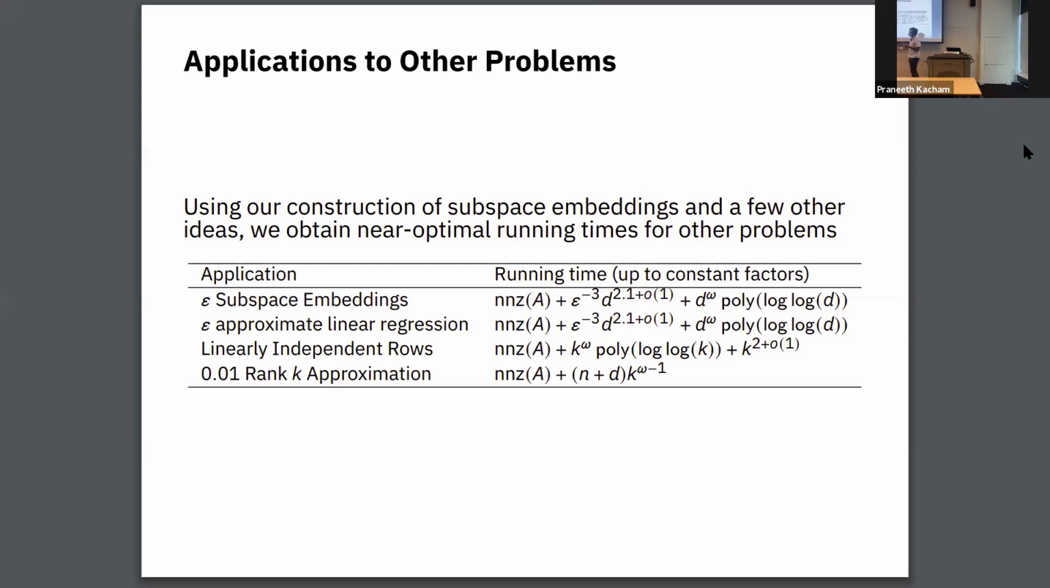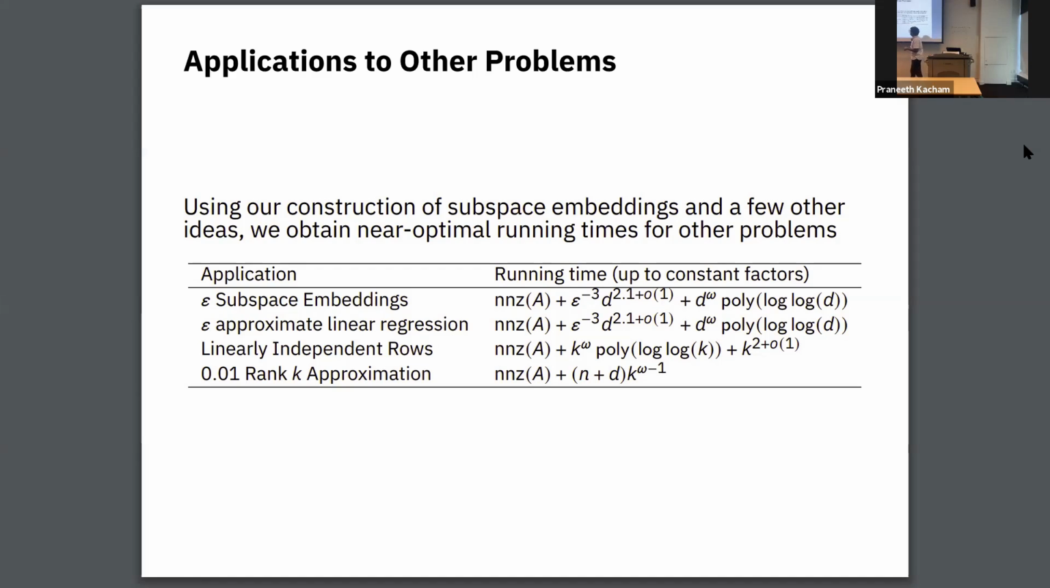And we also give an algorithm to compute linearly independent rows. You are given a matrix A of rank K, and you want to find K linearly independent rows of this matrix A. You can now do it in input sparsity time plus just a K to the omega poly log log K factor. So if K is the number of linearly independent rows you want to find, you will spend K to the omega poly log log K time. This was earlier K to the omega poly log K and NNZA times poly log K. So we removed log factors from this running time too.